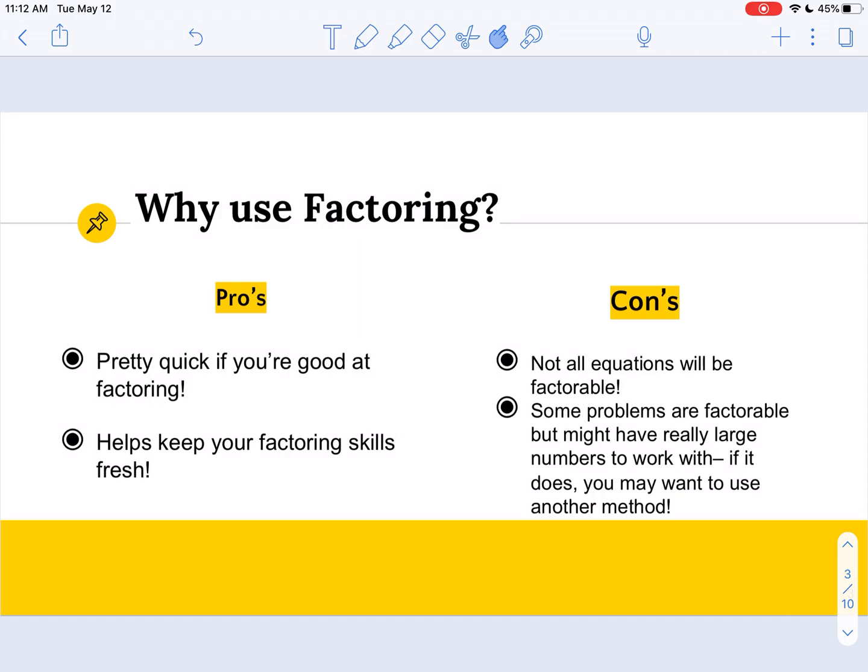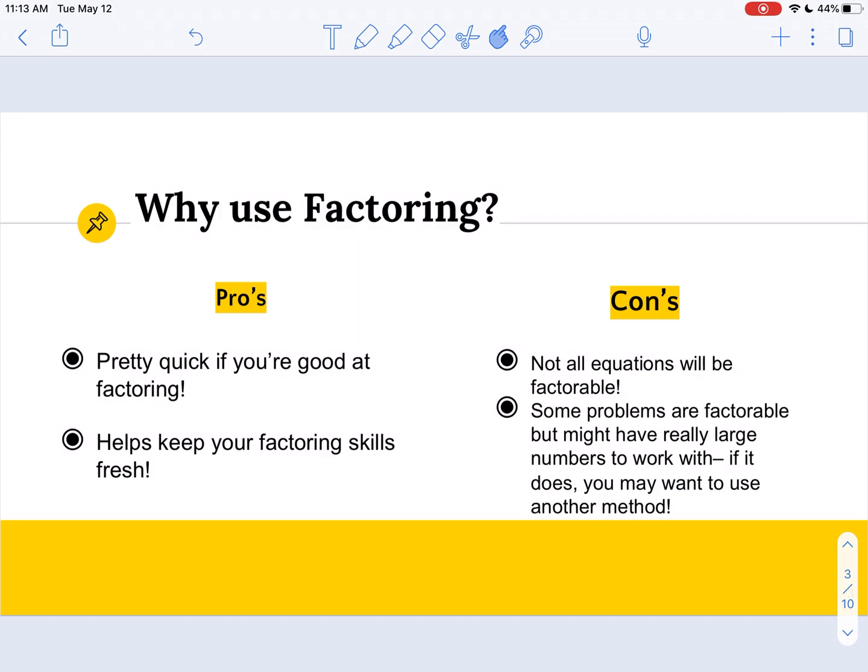Some pros of solving equations using factoring is that if you're really good at factoring, this is going to be nice and quick for you. This might be a really nice, easy method to solve quadratic equations. A second pro is that this really helps to keep your factoring skills fresh. As we move forward through algebra and in your future math classes, factoring is going to show up a lot. So being able to manipulate these expressions and factor them out is going to be really important as you move forward through your math career.